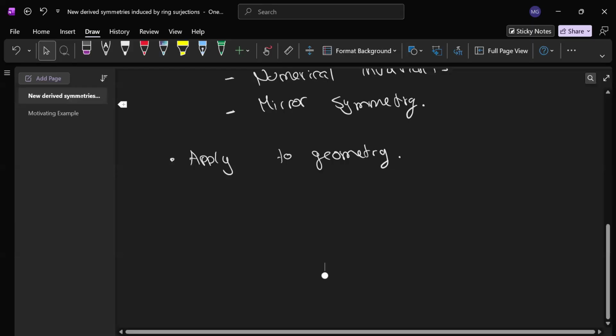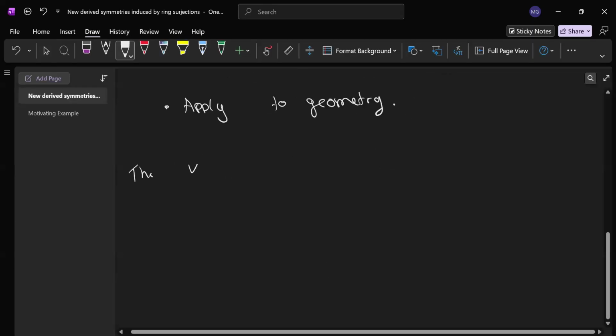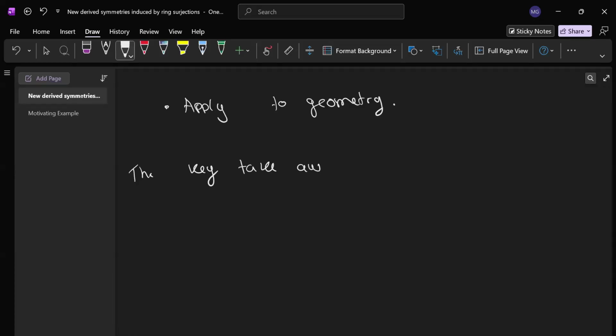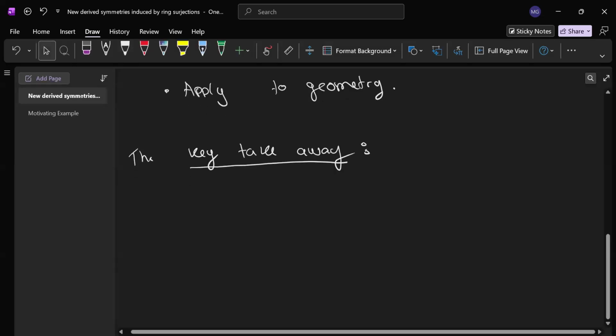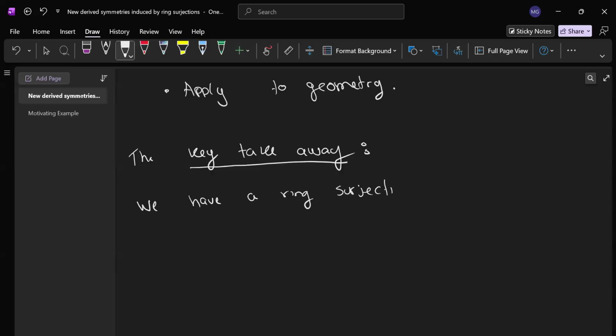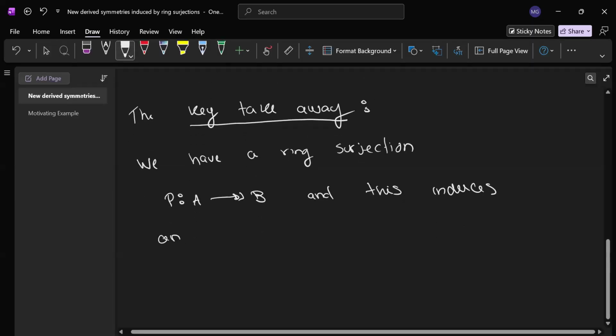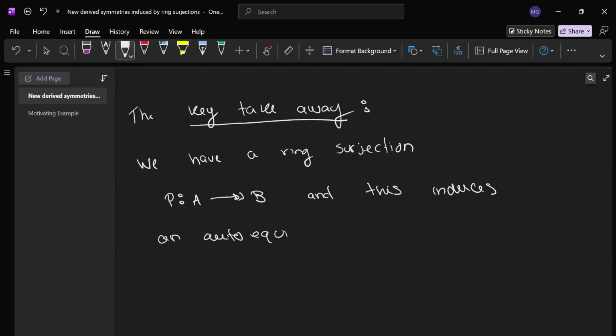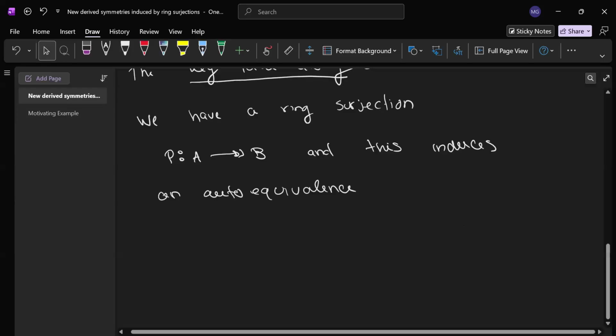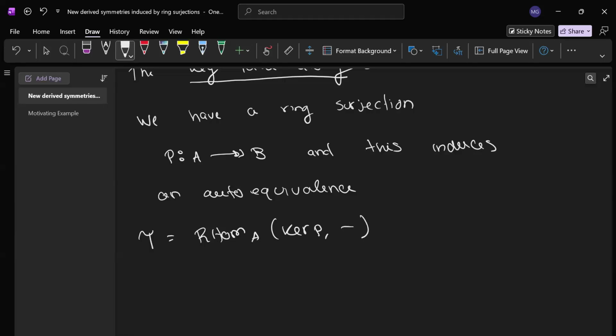So the key idea that we want to take away from this example is that we have a ring surjection P between the algebra A and the quotient algebra B, and this induces an autoequivalence T, which is the RHom over A of the kernel of P, because this kernel of P is exactly the ideal proj S in the example.